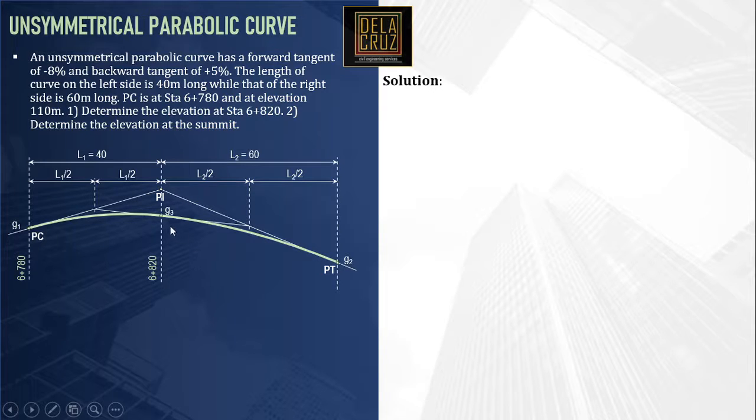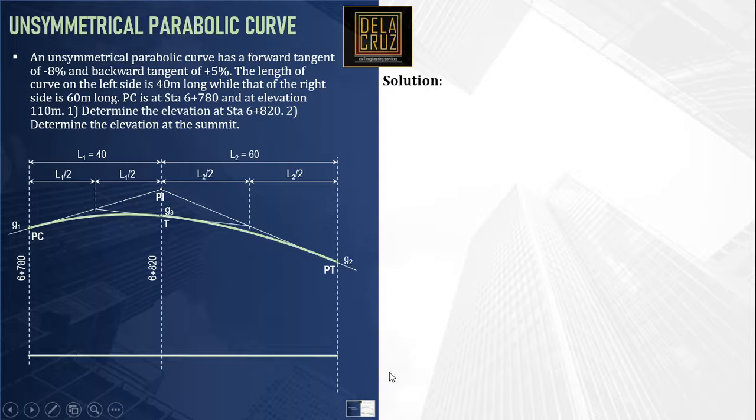Okay, so for part 1, we just need to have the difference of elevation between PC and this point here. And let us call that one as point T. Now, we'll draw the grade diagram. Okay, so we have here our neutral line. So to construct the grade diagram, we just need the 3 points since this is unsymmetrical parabolic curve. So the first point, of course, that will be the PC. The grade at PC, that is positive 5%, that is above the neutral line, no? That is 0.5. So this is our point.